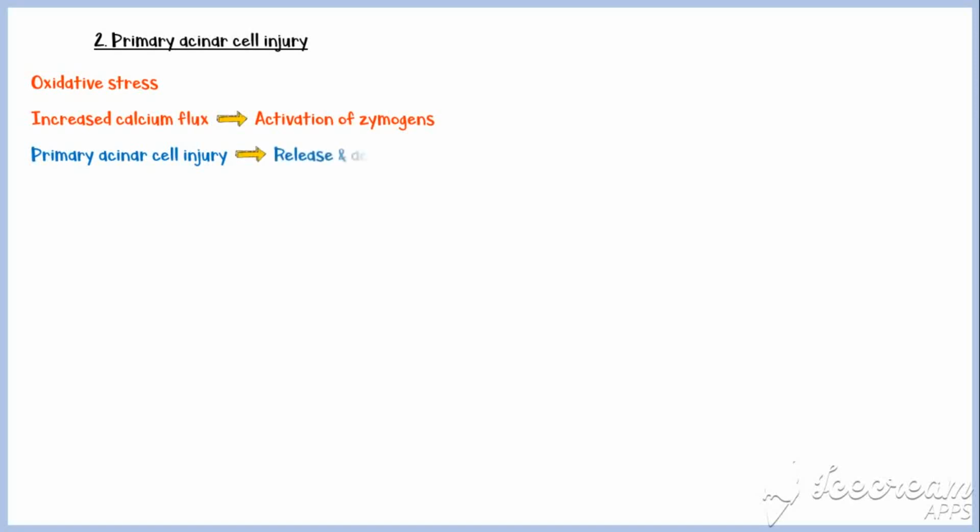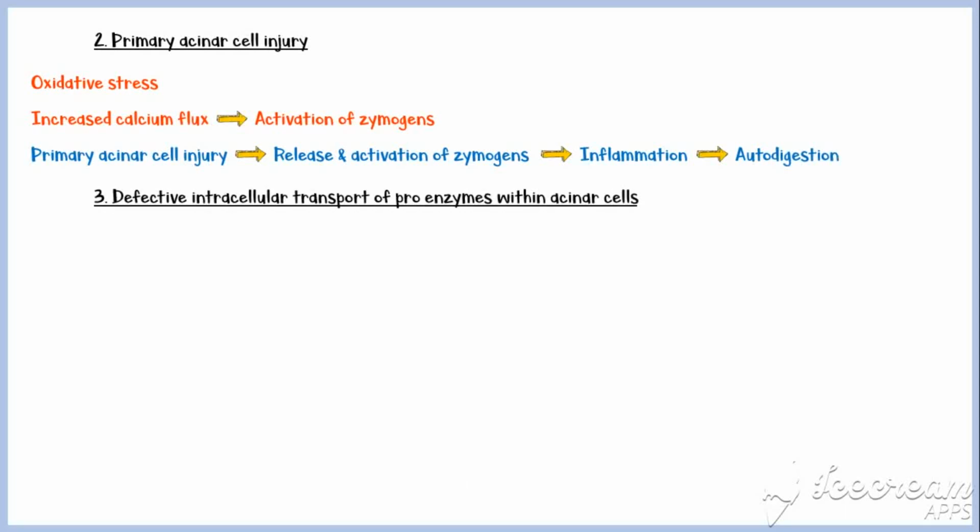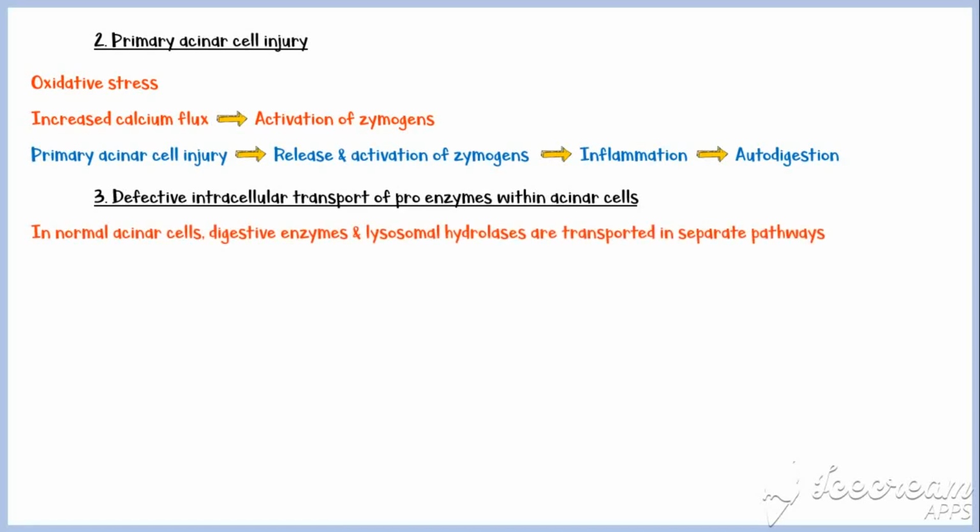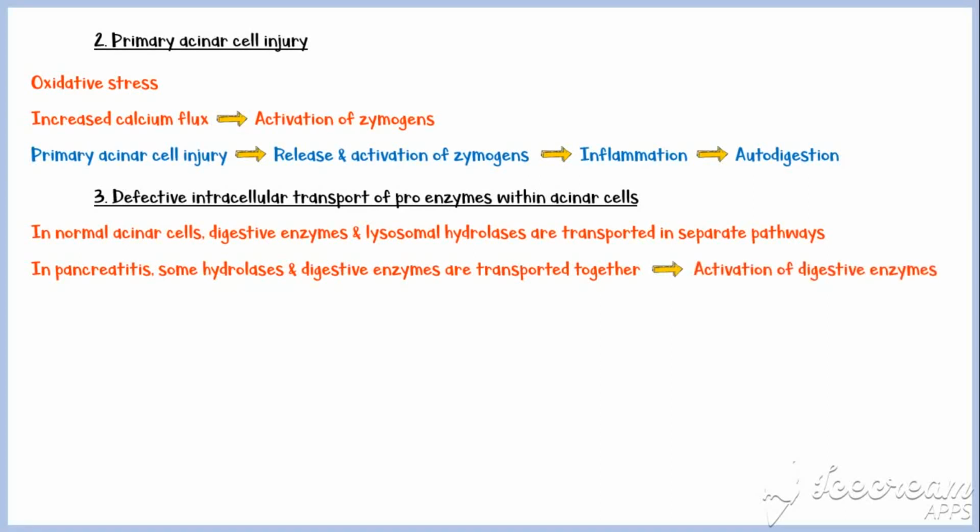Primary acinar cell injury can be caused by many factors, including oxidative stress and increased calcium flux, which causes activation of zymogens. Whatever the cause, primary acinar cell injury leads to release and activation of zymogens, causing inflammation and autodigestion of the pancreatic tissue. Defective intracellular transport of proenzymes within acinar cells is seen in animal models with acute pancreatitis. In normal acinar cells, digestive enzymes and lysosomal hydrolases are transported in separate pathways. However, in pancreatitis, some hydrolases and digestive enzymes are transported together, leading to activation of those enzymes.